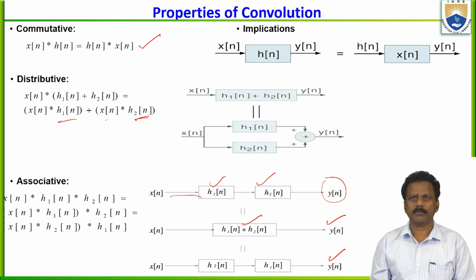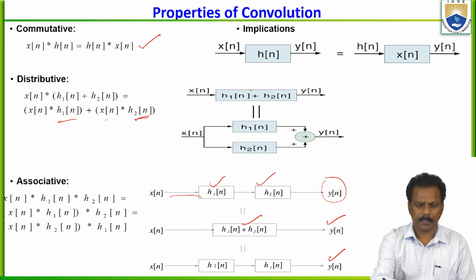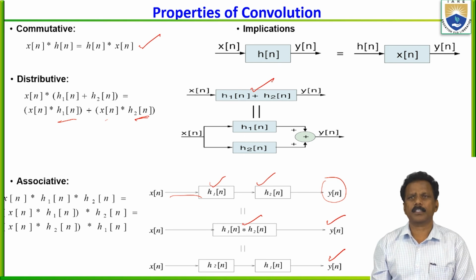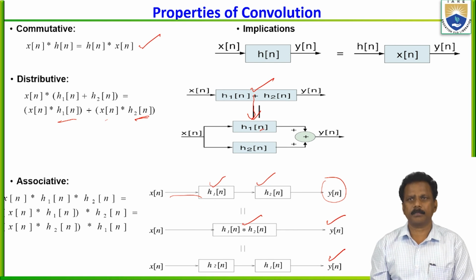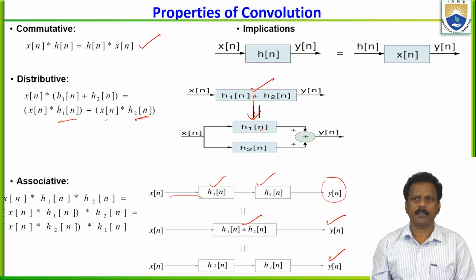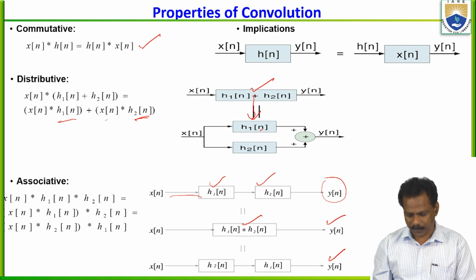Okay. Next, where x of n is given to h1 of n plus h2 of n, we will expect that y of n. After that, where h1 of n is given and h2 of n is predicted, by using this algorithm we have to verify that the particular property is involved with the implication.